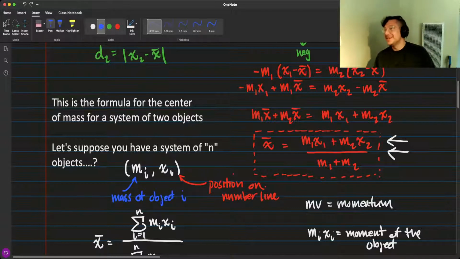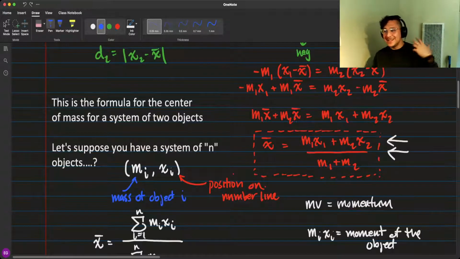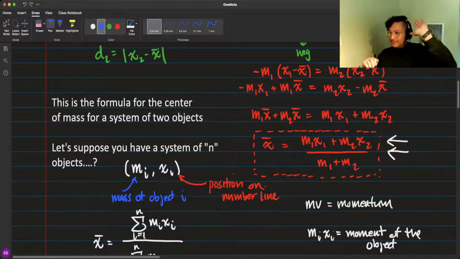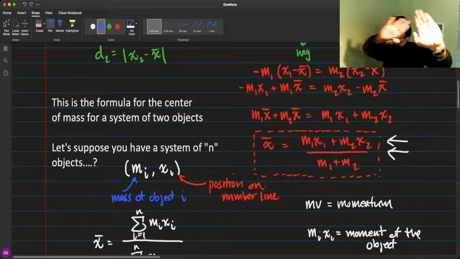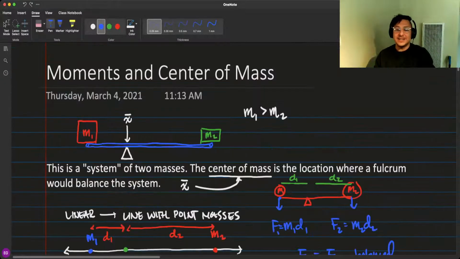Okay, restart. We talked about centers of gravity, and there's these things called moments, which are the distance from your point mass to the center of gravity. And we have a formula to find the center of gravity. You can see it right here. What is this formula very similar to?